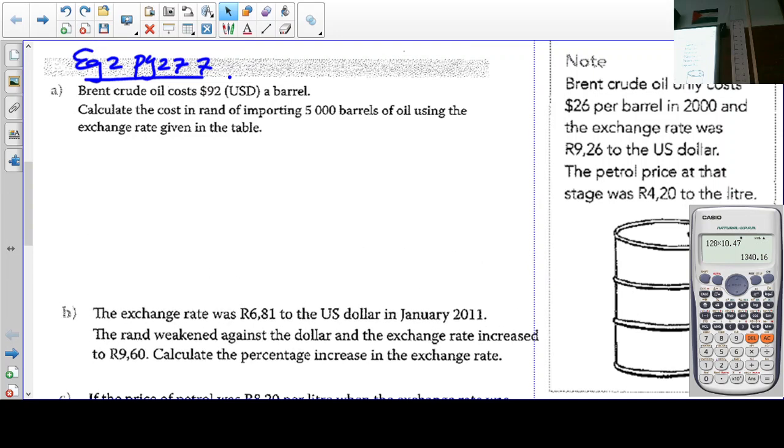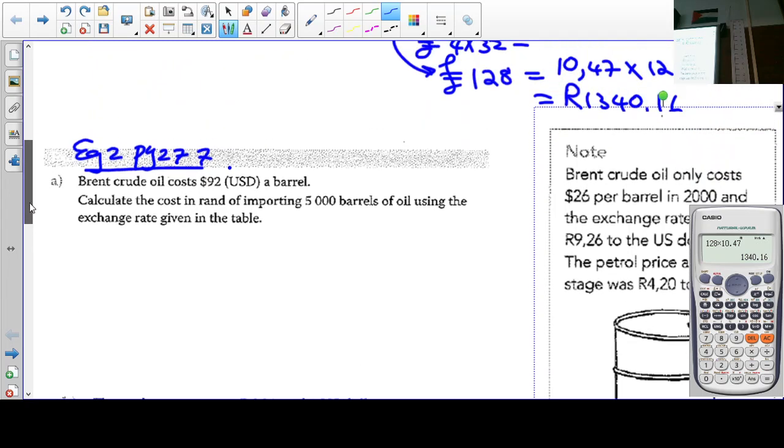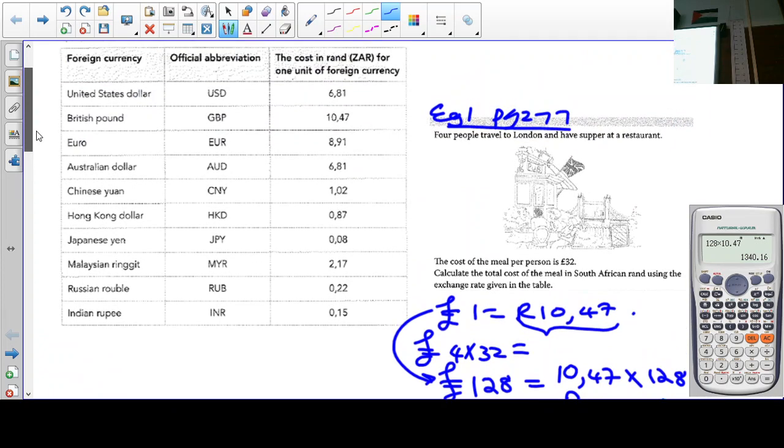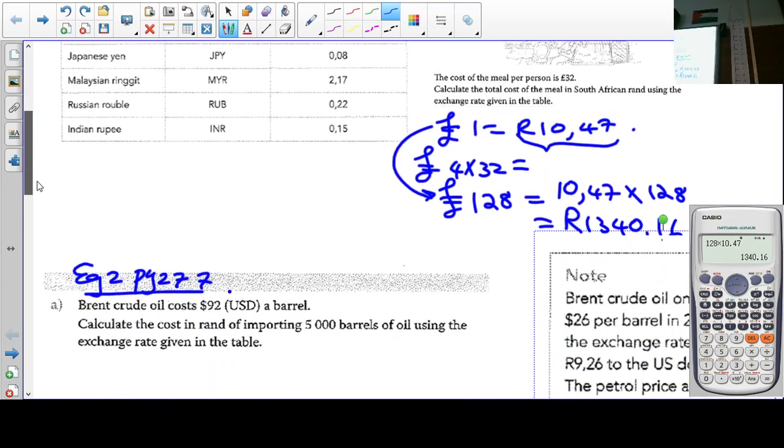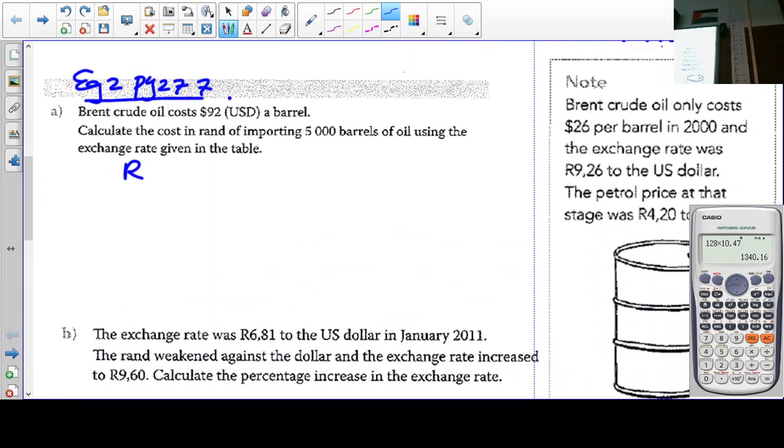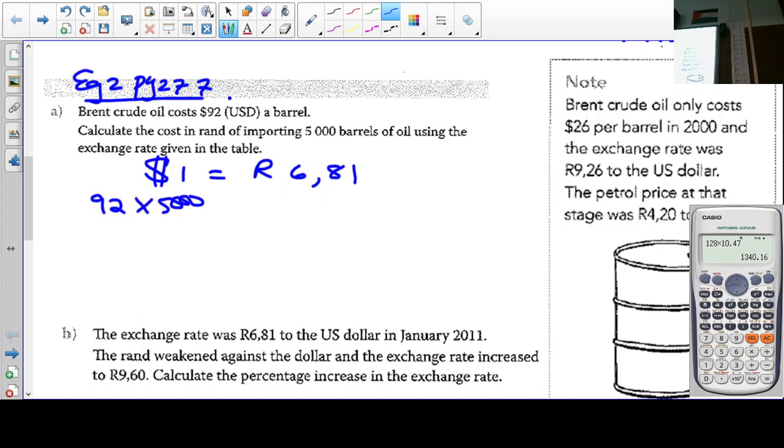So firstly, we need to calculate how much it's going to cost us for 5,000 barrels of oil. We start with the exchange rate. And what's the exchange rate? 6.81. So $1 buys us 6 rand and 81 cents. It's the exchange rate given. $92 per barrel. How many barrels did they buy? 5,000. So that gives us a total of 92 multiplied by 5,000.